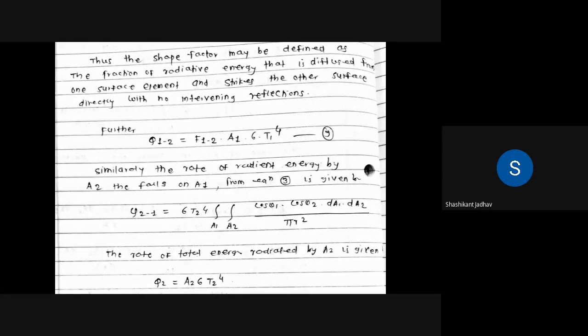So we take Q2 to 1. And what is that equation? That is sigma T2 raised to 4, integration A1, integration A2, cos theta 1, cos theta 2, DA1, DA2 divided by pi r square. Okay. Then write down the next.